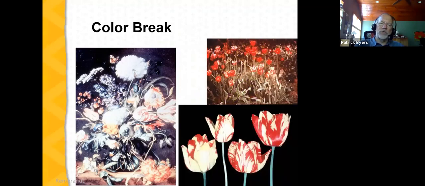We can also see situations with changes in color. And here's a sort of a historical example. These are tulips, and they are exhibiting what's called a color break, where the pigment patterns in the petals are disrupted by the presence of a viral disease.